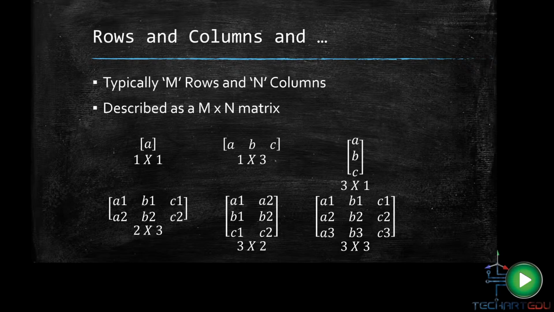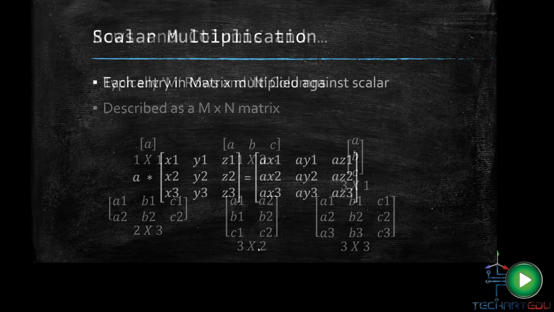And this is called a 1 by 1 matrix. This is a 1 by 3. This is a 3 by 1. This is 2 by 3. And this is a 3 by 2. This is a 3 by 3 matrix. Typically, it's rows versus columns. So when you say it's 3 by 2, that means it's 3 rows versus 2 columns.